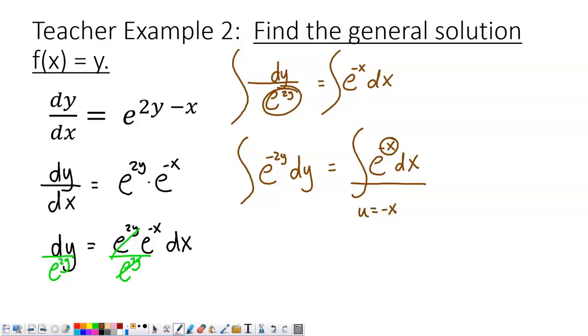So u is equal to negative x, which means that du dx is negative 1, which means that du divided by negative 1, which is just negative du, is equal to dx. And then we have the integral of e to the u du, and it's a negative du, but I'm going to put the negative in the front.